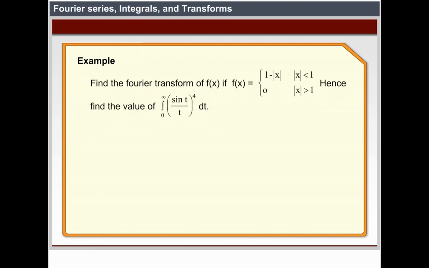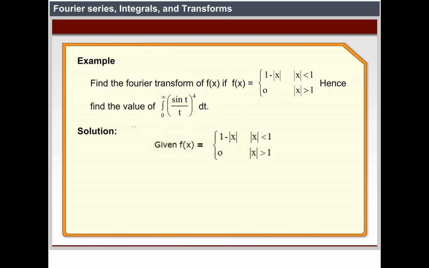Find the Fourier transform of f(x) if f(x) = 1 - |x| for |x| < 1, and 0 for |x| > 1. Hence, find the value of the integral from 0 to infinity of (sin t / t)^4 dt.